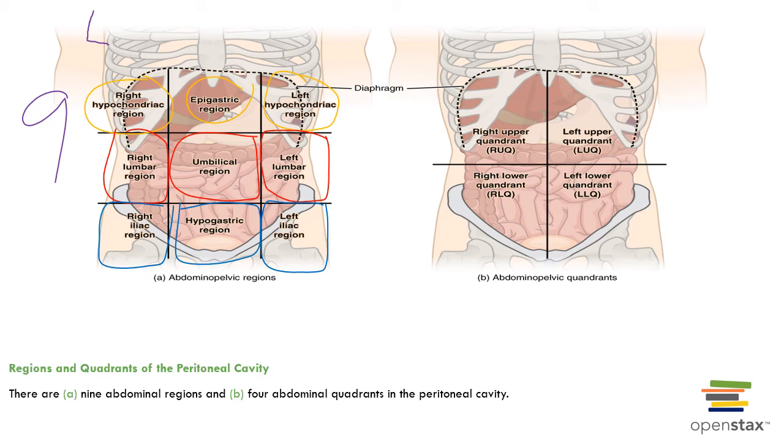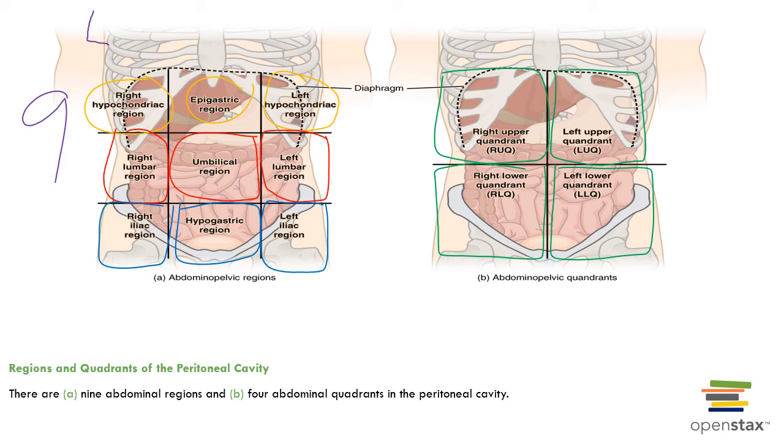On the right here, we have quadrants. So basically, we've just divided it into 4 squares. So our right upper quadrant, let me do that in green right here, and we have a left upper quadrant. We have a right lower quadrant and a left lower quadrant.